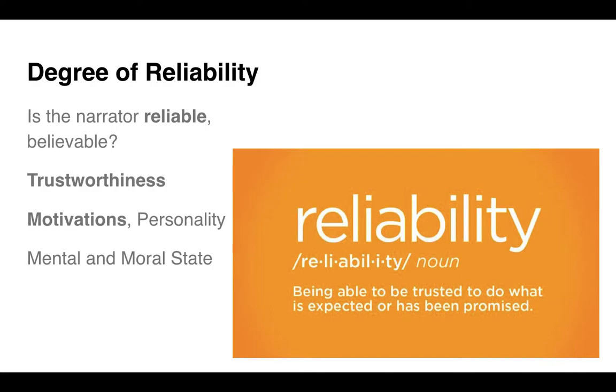And then the third one is the degree of reliability. Is the narrator reliable? What are their motives? Why are they telling the story the way they are? Are they biased? Are they racist? Are they against certain characters? Things like that. They tell us about the motivation, the personality, the mental and moral state of the narrator. So those are some things we can analyze, and it helps us with meaning in the story.